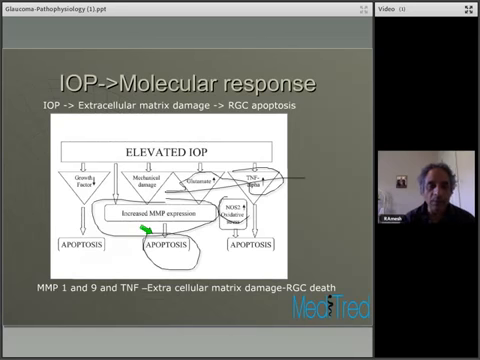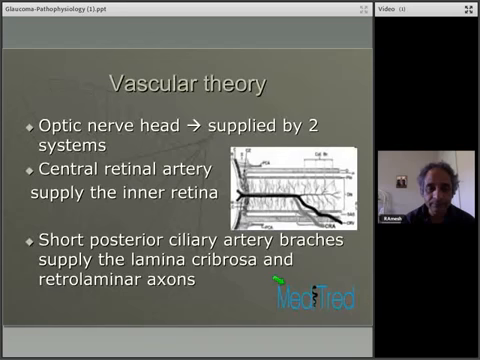So the MMP1 and 9 and TNF increased expression leads to extracellular matrix damage, which in turn contributes to retinal ganglion cell death. That's how this theory is supposed to work. Let's move on to the vascular theory.